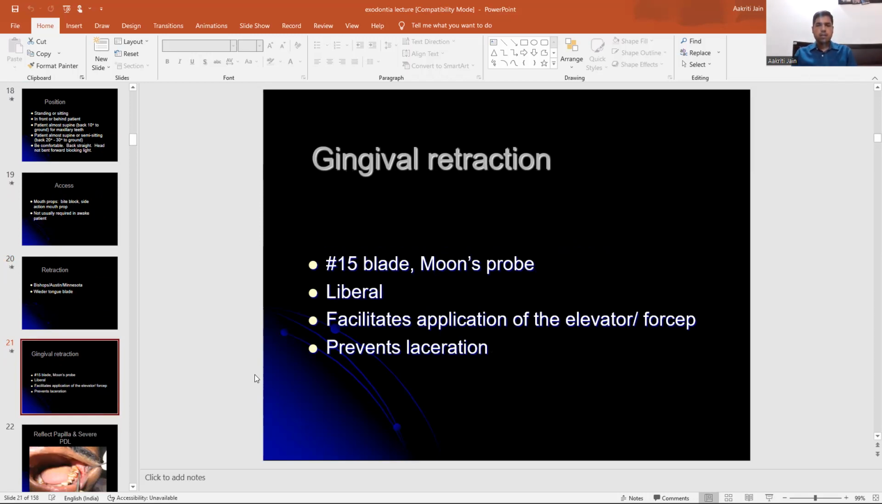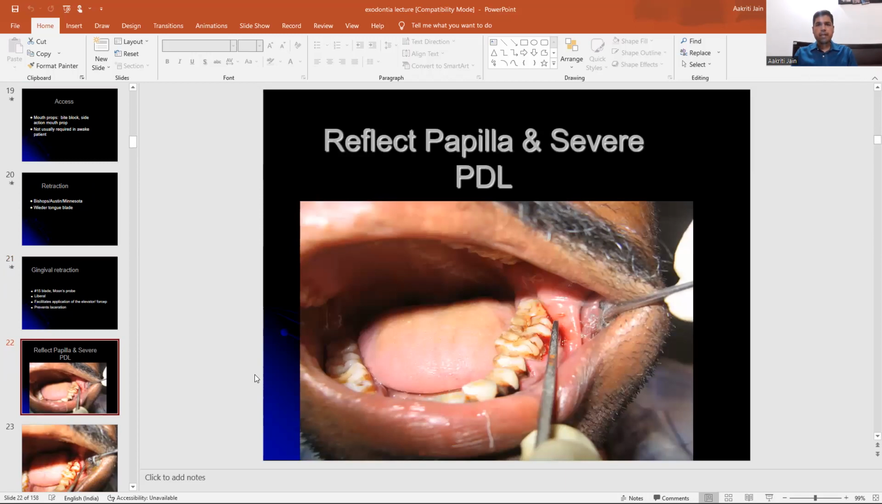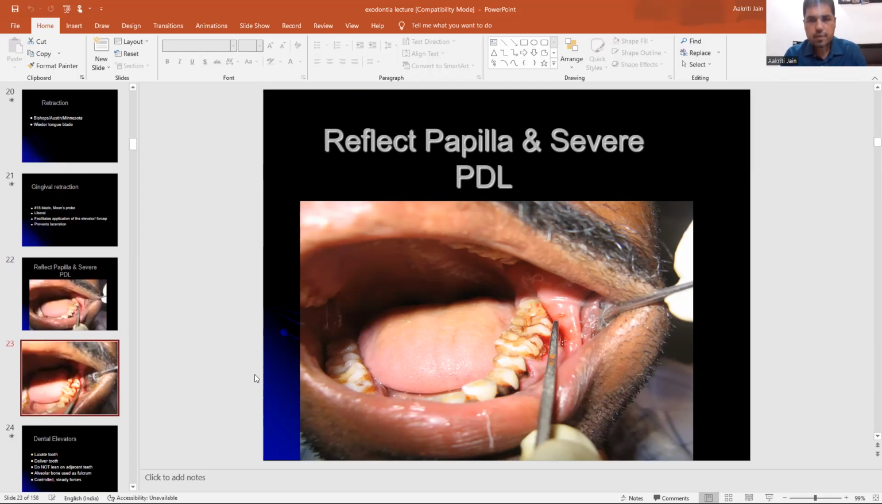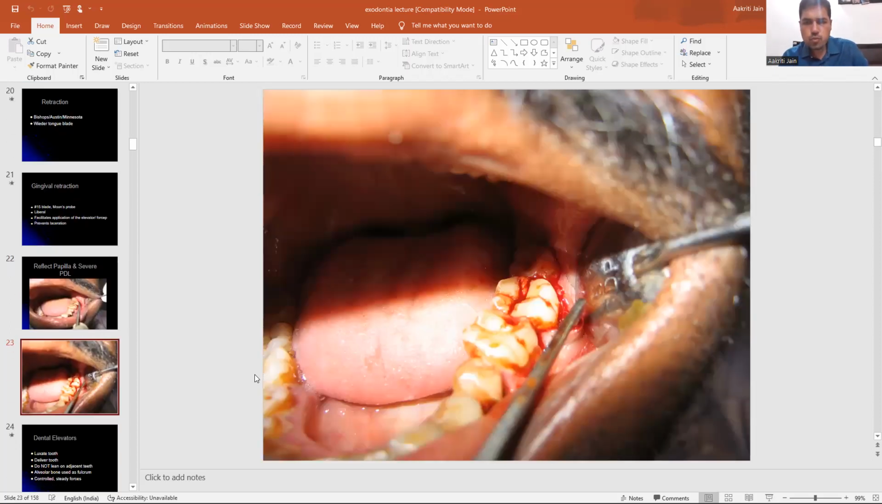Liberal reflection facilitates application of the elevator and forceps and prevents laceration to the adjacent structures. Reflect the papilla and sever the periodontal ligament. As you can see, this is the Moon's probe, which is helpful in terms of retraction of the papilla and the periodontal ligament. This is how you place your Moon's probe along the tooth and in between the gingiva and the tooth margin, and reflect the papilla carefully, which is subperiosteal reflection, so that the forceps beak can be placed properly here.